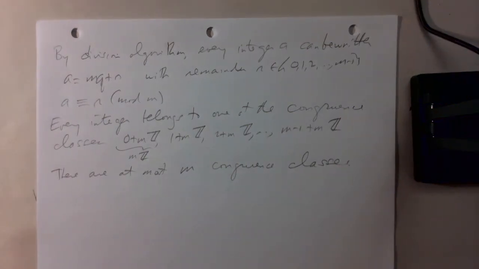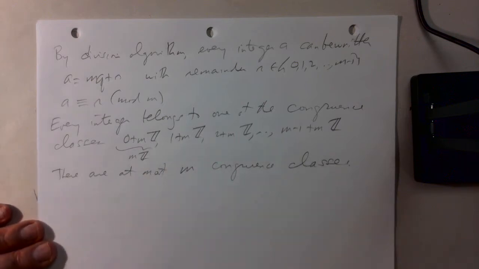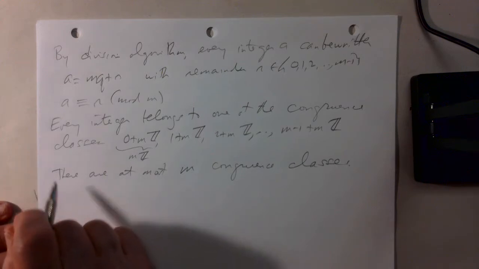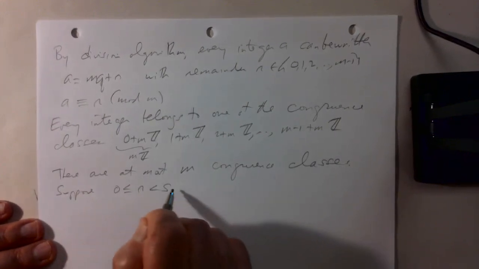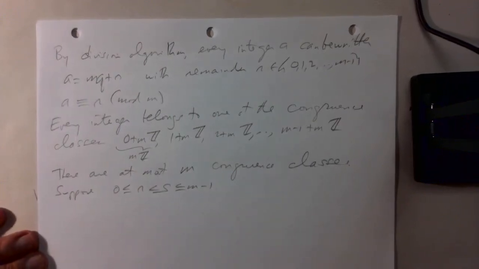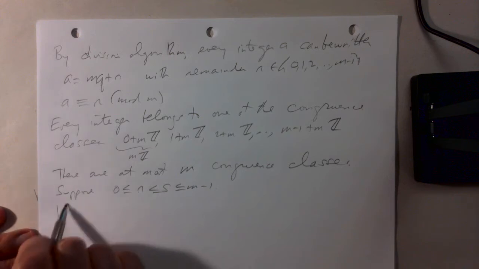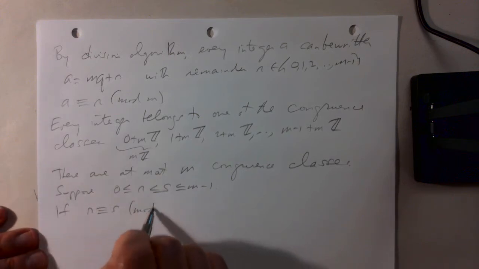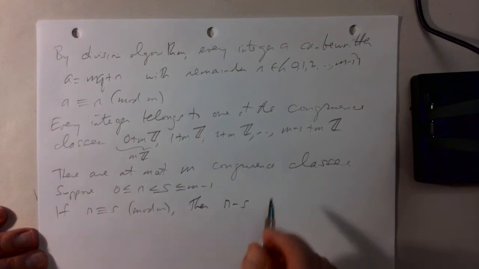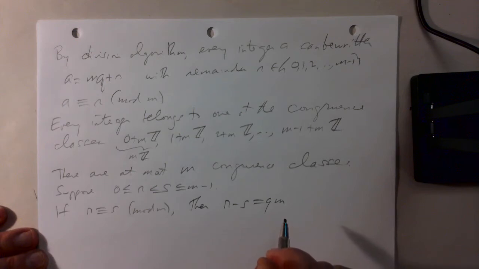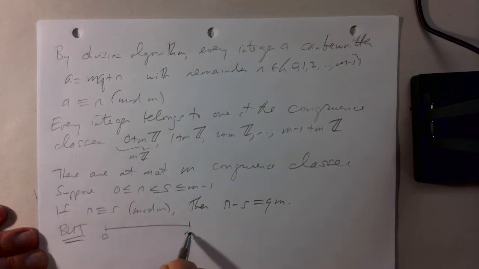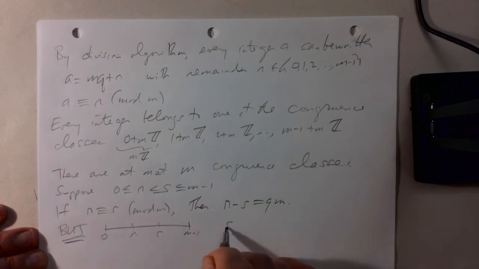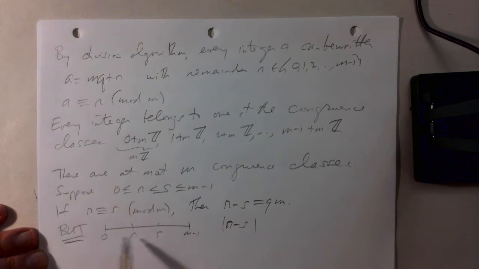I claim there are exactly M congruence classes, that no two of these congruence classes are the same. So suppose we choose integers R and S between 0 and M minus 1. So if R is congruent to S mod M, then R minus S is some multiple of M. But R and S are between 0 and M minus 1. The distance R minus S in absolute value is at most the distance from 0 to M minus 1.